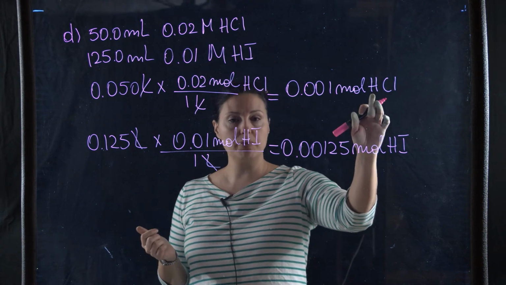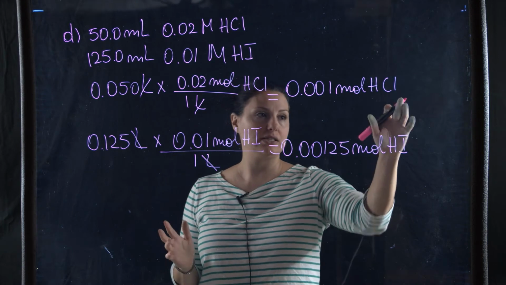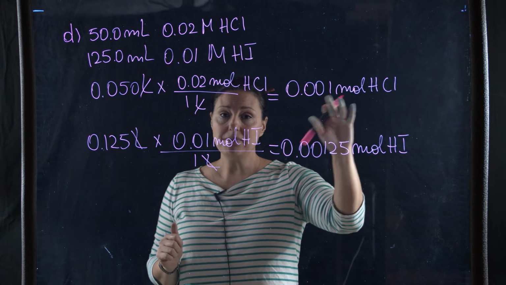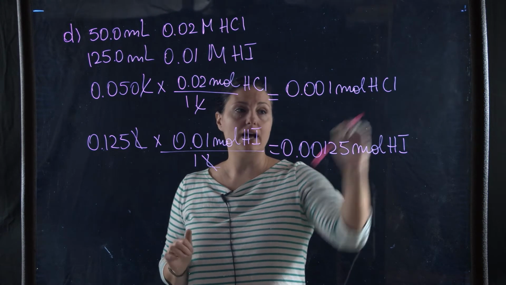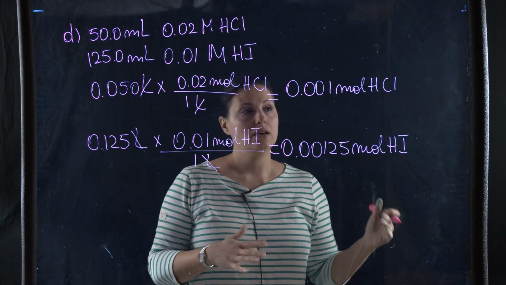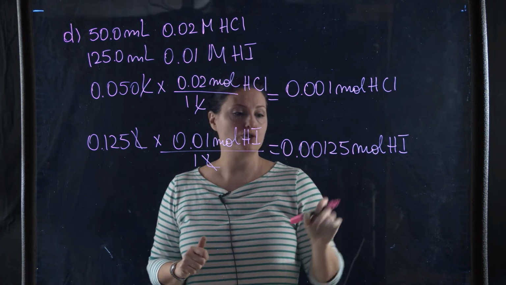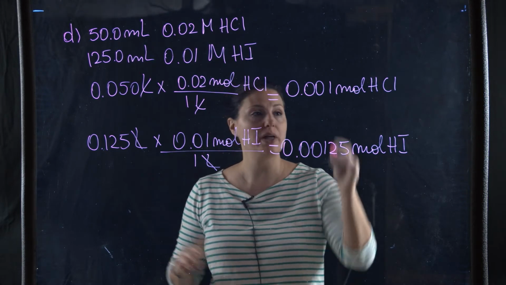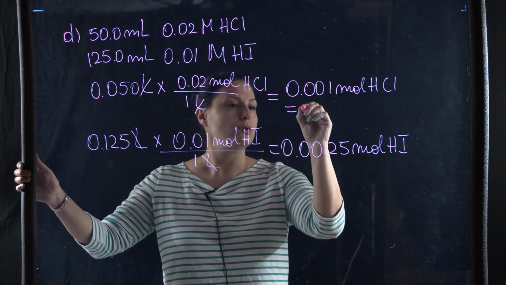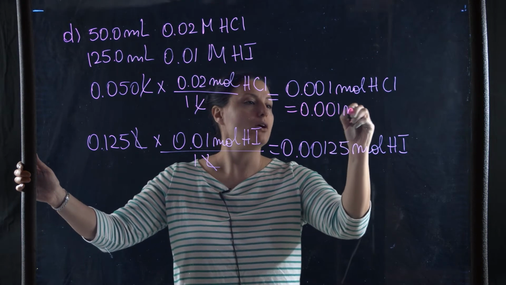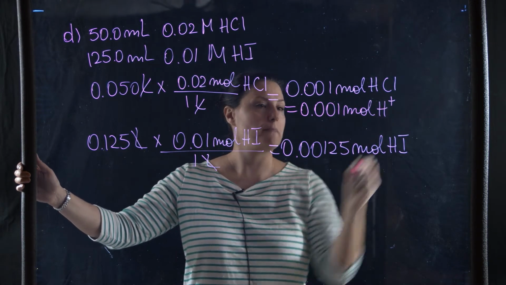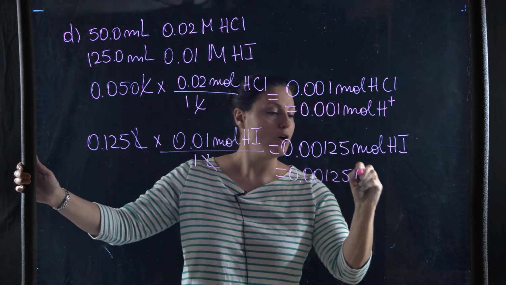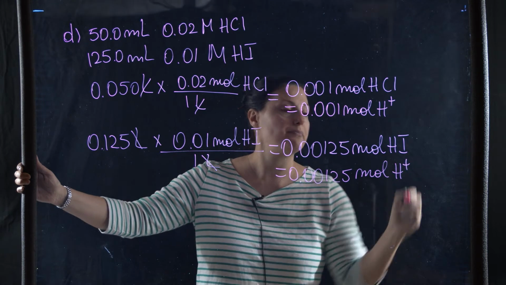Now I know that because these are strong acids, they will completely dissociate in water to produce H plus ions, or H3O plus ions, and Cl minus, H3O plus and I minus, which means that the same number of moles of HCl is going to give me that amount of H plus in solution. The same amount of moles of HI will give me the same number of moles of H plus. So this is also equal to 0.001 moles of H plus, and this is also equal to 0.00125 moles of H plus.